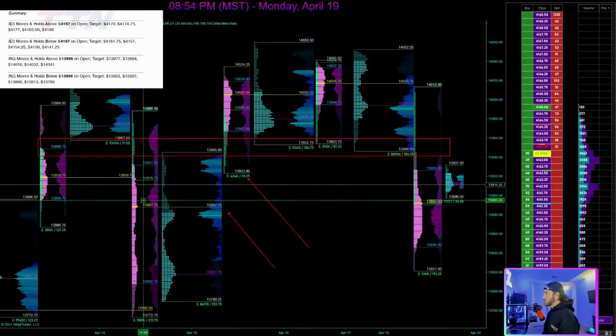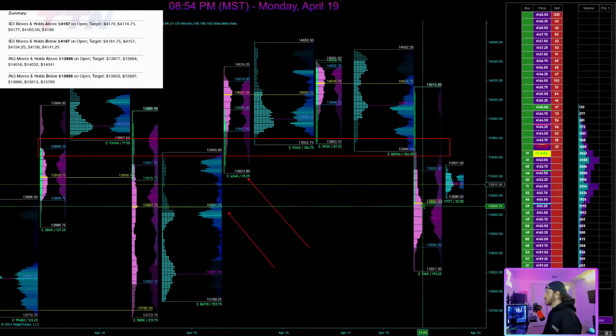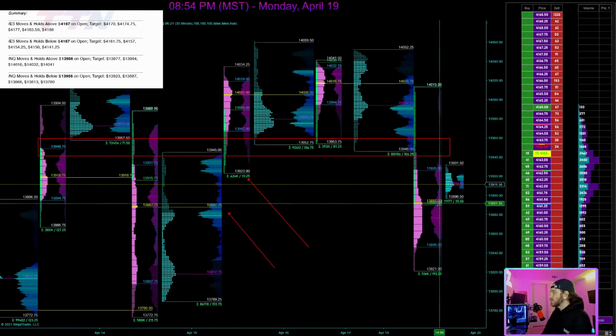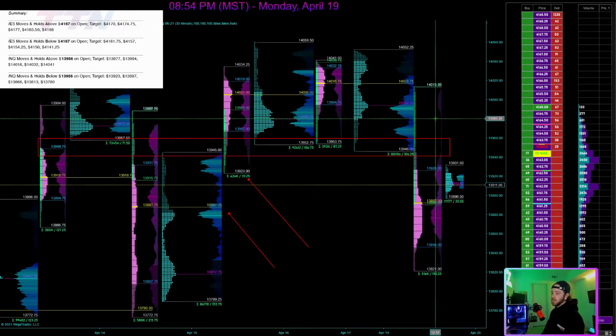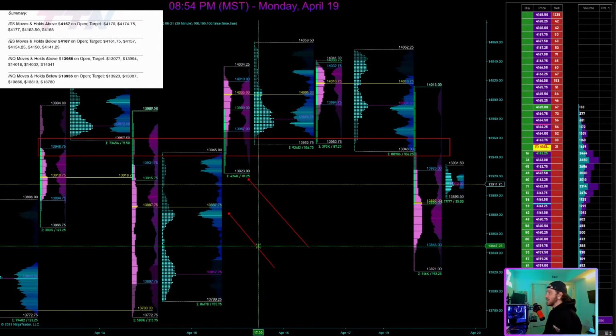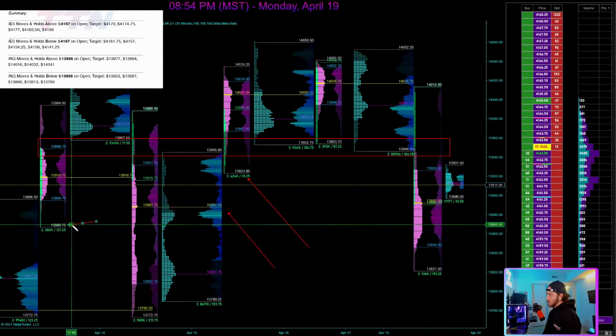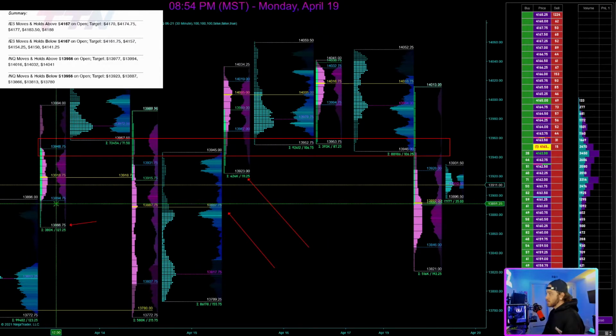That was the point of control from the April 14th session right there. And that also ended up being very, very close to today's current POC as well at 13,892. Third downside target on NQ was 13,866. You can see 13,866, this was the range low from April 13th's regular trading hour session.